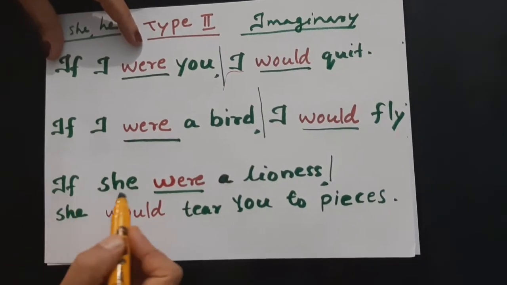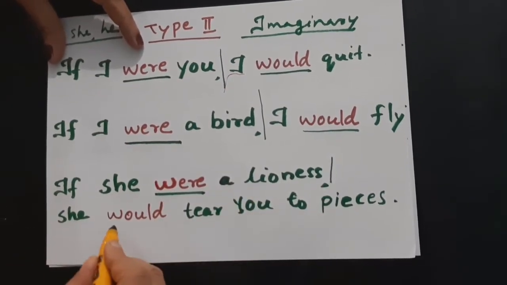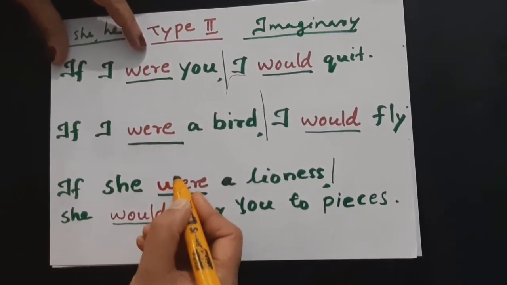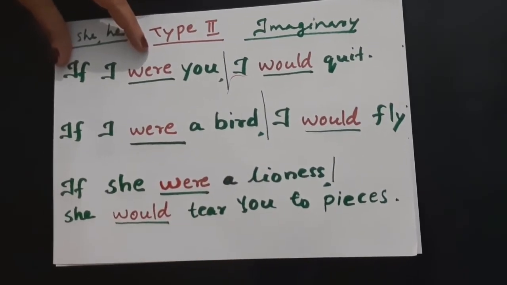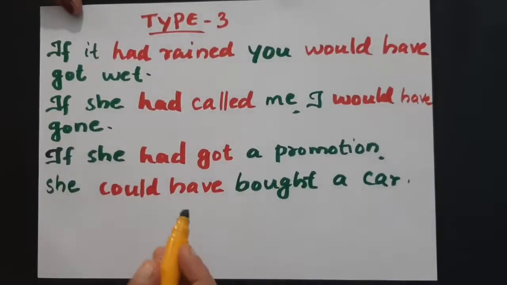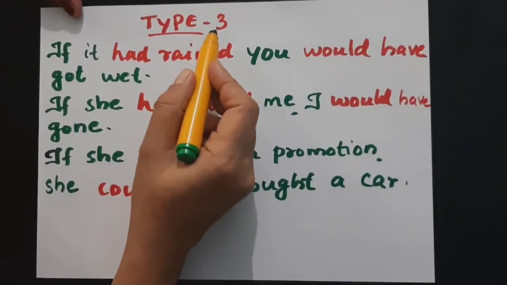If she were a lioness, she would... past tense, so would. She would tear you to pieces. Okay, that is it. Next up is type 3.